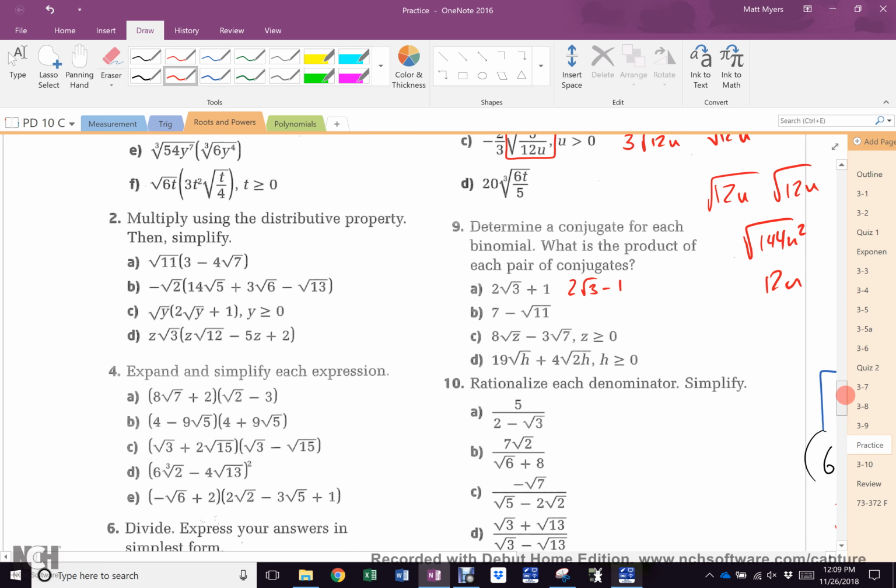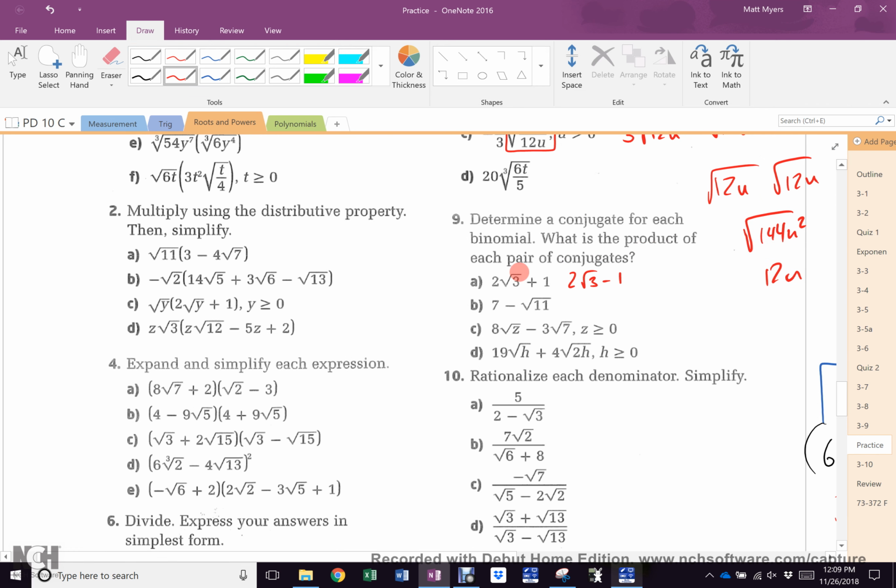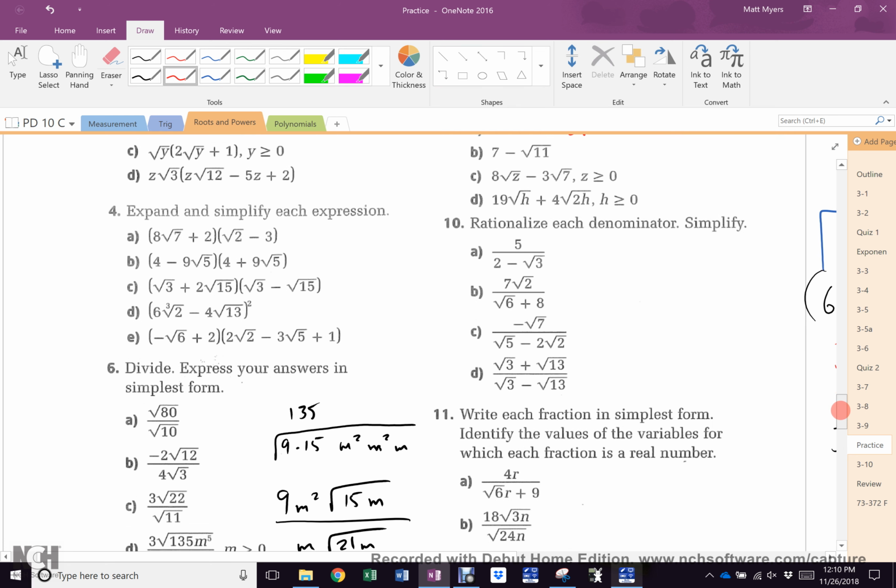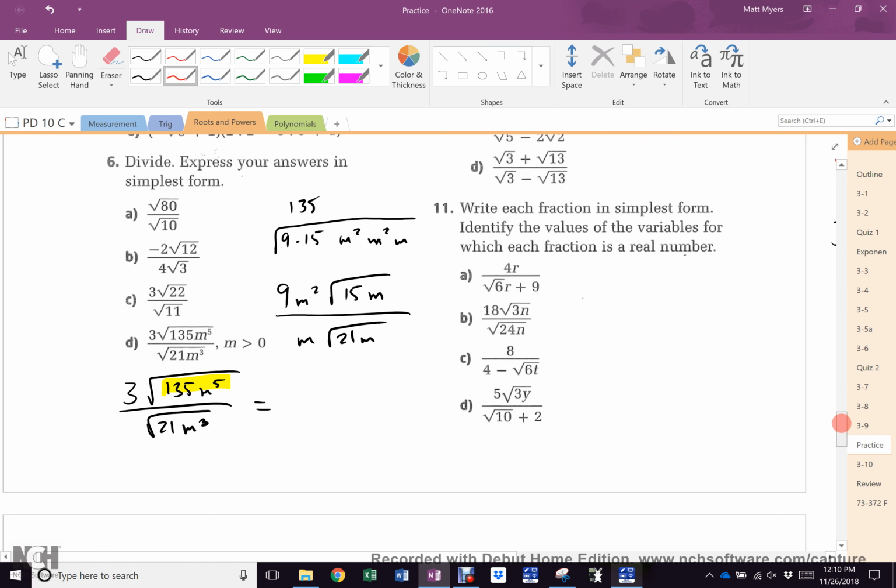What is the product of the conjugates? What happens when you multiply this out? What's 2 times 2? 4 root 9, which is 4 times 3 minus 1. 12 minus 1, 11. It's asking you to pick the conjugate, and then what would your denominator be if you were using that conjugate? Which is exactly what we're going to do in 9 or 11, whatever anyone asked about.